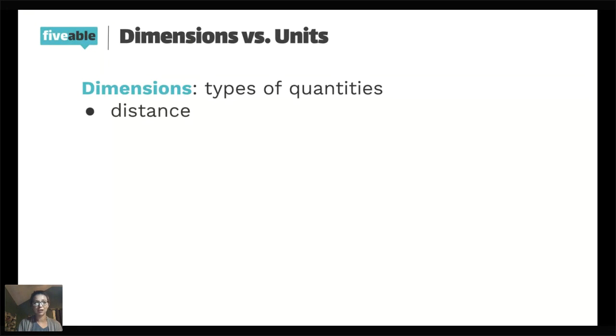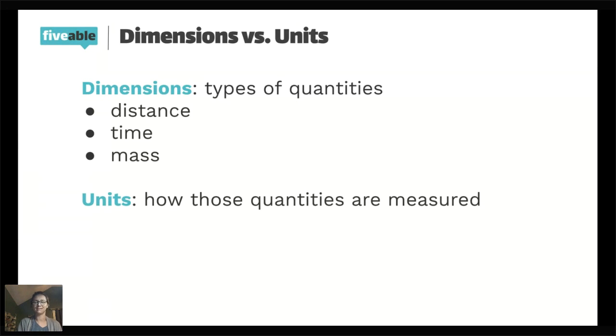So to jump right in, if we look at measurement and we think of dimensions versus units. So a dimension is a type of quantity. And so some examples of dimensions might be things like distance or time or mass. Those would all be dimensions that you can then measure using a bunch of different units. So the unit is how those different quantities are measured.